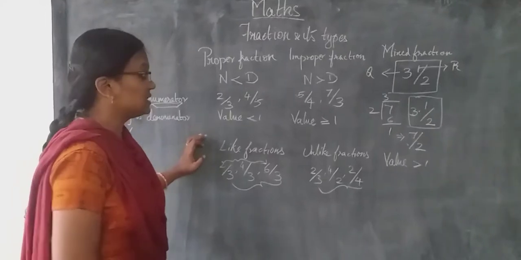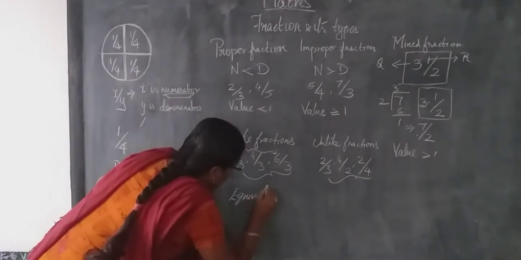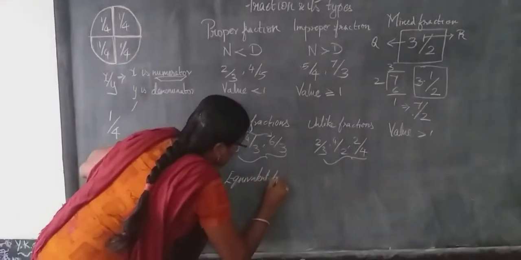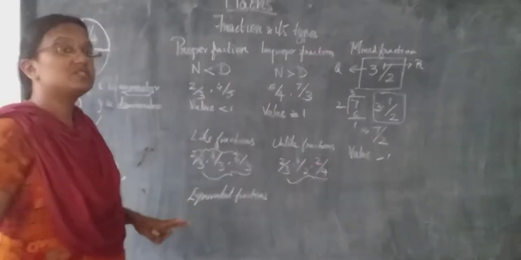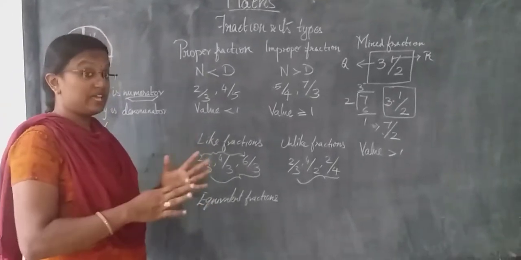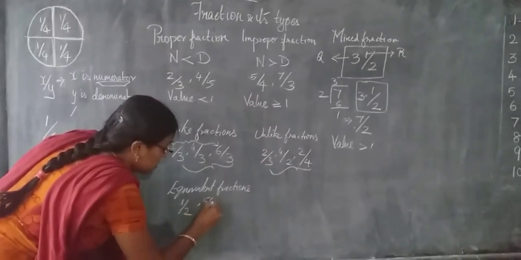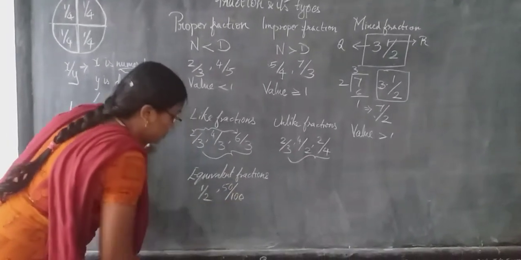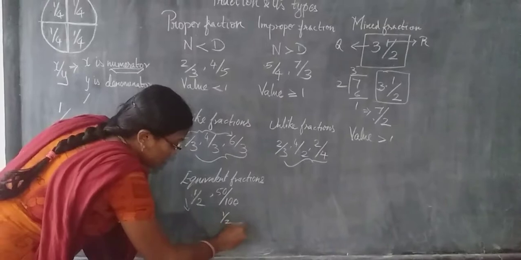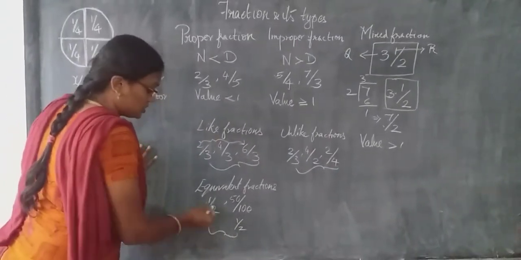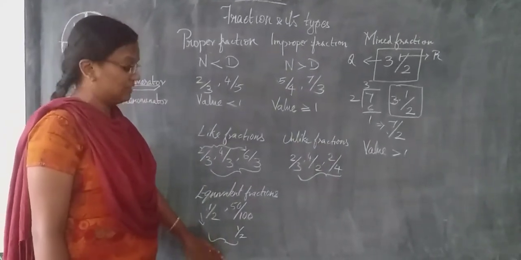Next is equivalent fractions. Equivalent fractions are two or more fractions that have the same value. For example, if there is a fraction 1 by 2 and another fraction 50 by 100, let us take this example. The value of 50 by 100 works out to 1 by 2. Hence, both the values, that is the answers of the fractions, are equal, right? So this is called equivalent fractions.